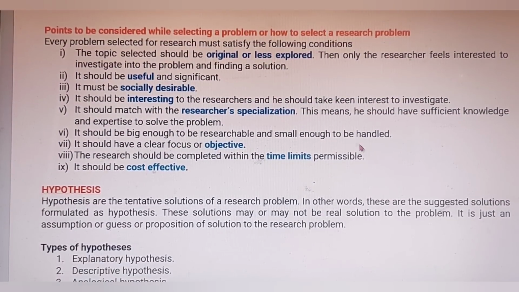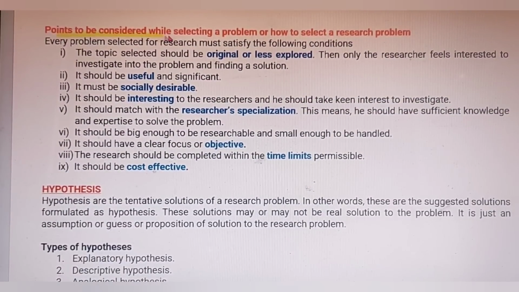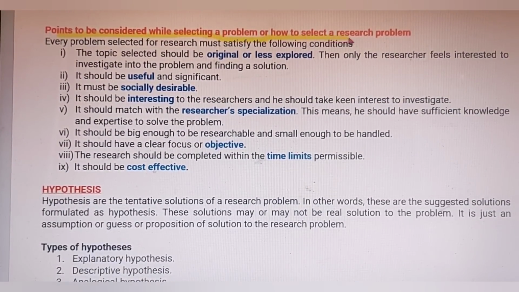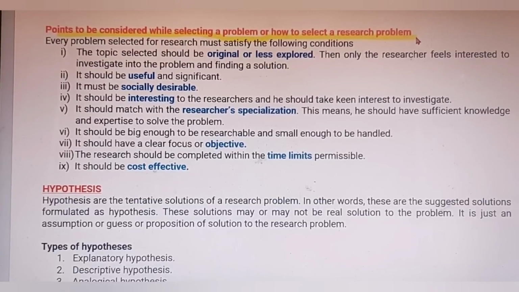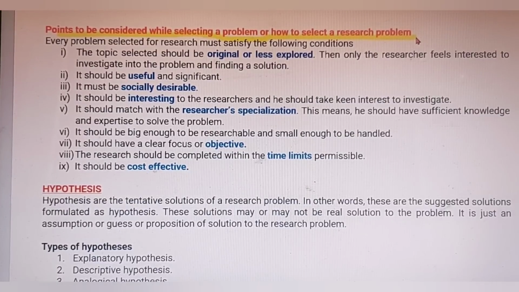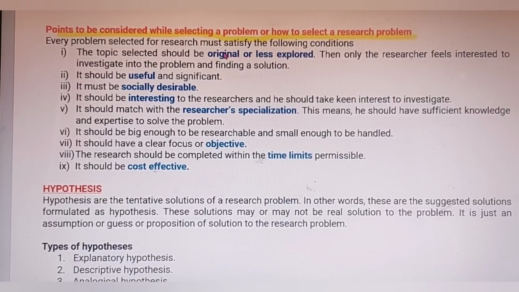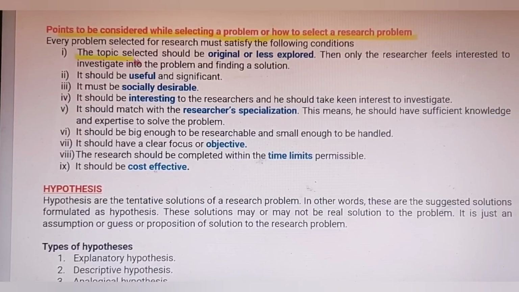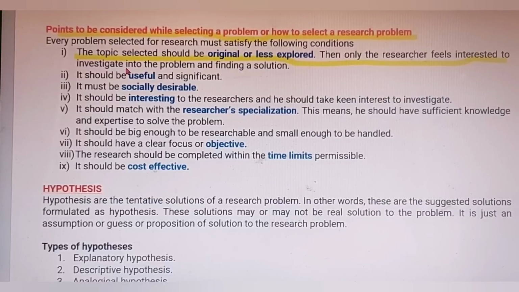The next topic is points to be considered while selecting a problem, or how to select a research problem. What are the considerations that a researcher must consider before doing a research? The first one is the topic. The topic selected should be original and less explored. Then only the researcher feels interested in investigating the problem.